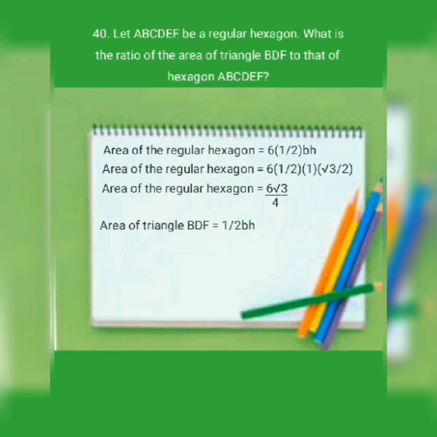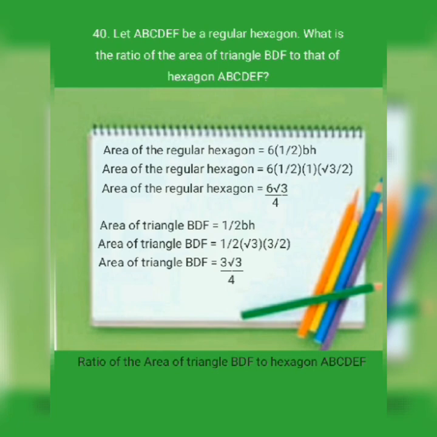Next is to get the area of triangle BDF, and that is 1 half times the square root of 3 times 3 halves, so that is equal to 3 square root of 3 all over 4. The ratio of the area of triangle BDF to hexagon ABCDEF is 3 square root of 3 over 4 is to 6 square root of 3 over 4, or 1 is to 2.